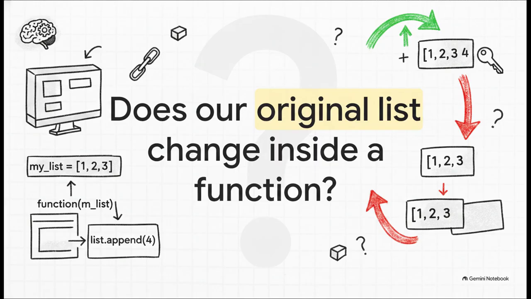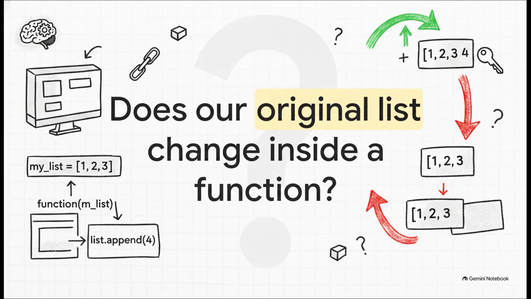So, we're going to kick things off by tackling a really common misconception. Think about this for a second. When we create a list, store it in a variable, and then pass that variable into a function as an argument, what actually happens when the function adds an item to it? Does our original list outside the function change? Or does it stay exactly the same?